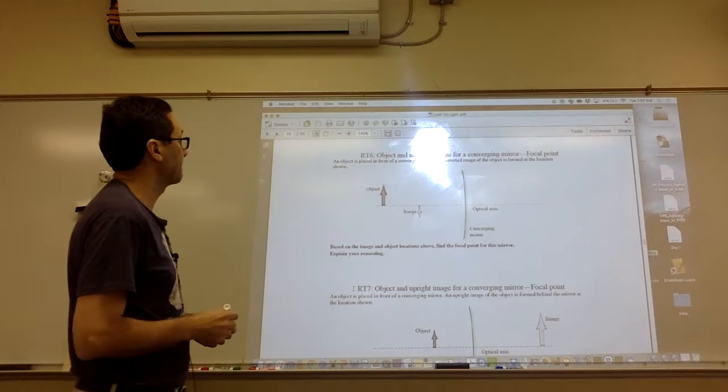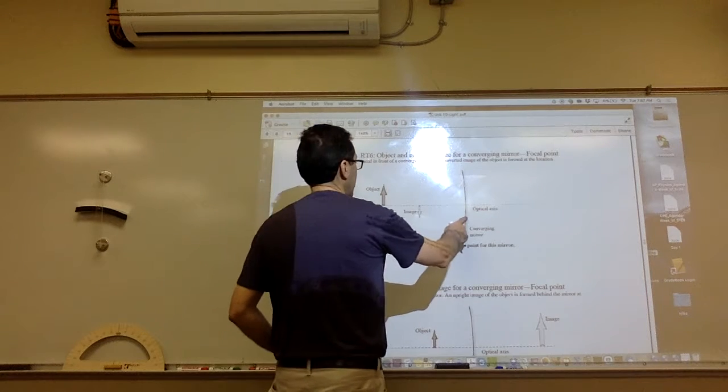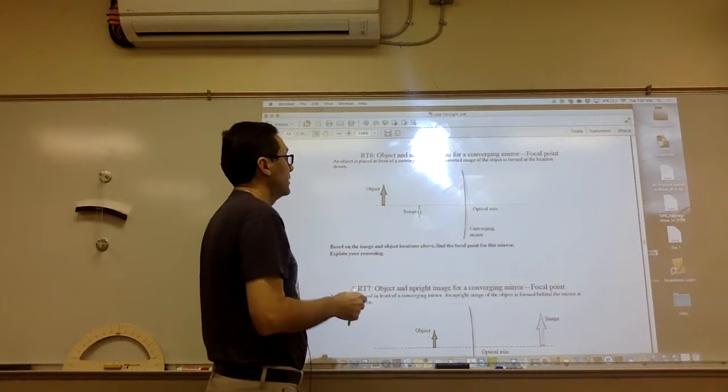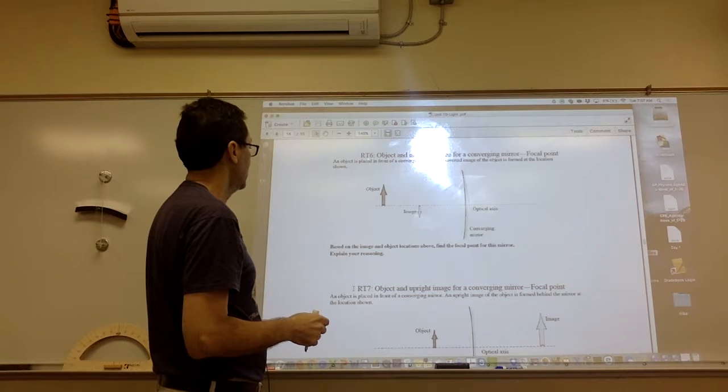All right, so they're giving us the object. This is a concave mirror, a converging mirror. All right, so now we're going to try to find the focal point.